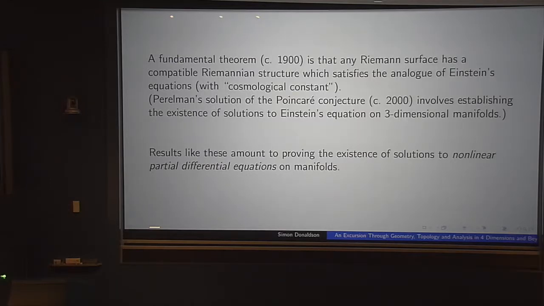So the theorem says that there's a unique way to choose this function on a Riemann surface to satisfy the analog of Einstein's equations, where certainly that brings in what's called the cosmological constant. There's a real parameter one can introduce in Einstein's equation. So this is one of the triumphs of 19th century mathematics, the proof of this theorem. It's normally discussed in a slightly different way. It's called the uniformization theorem, presented in a slightly different language.